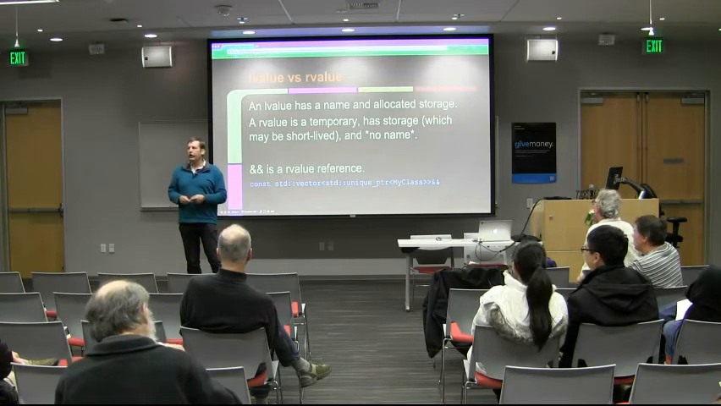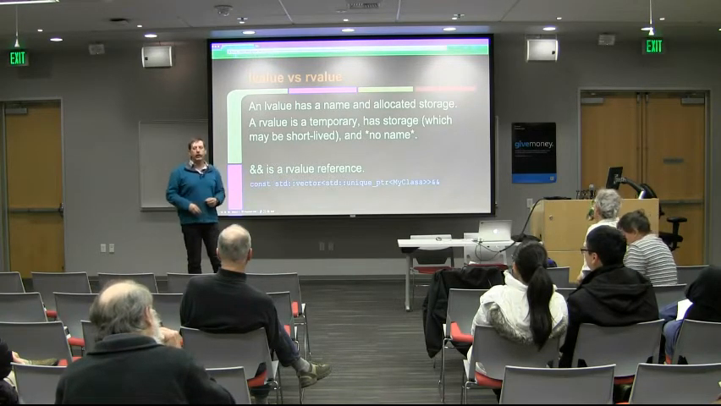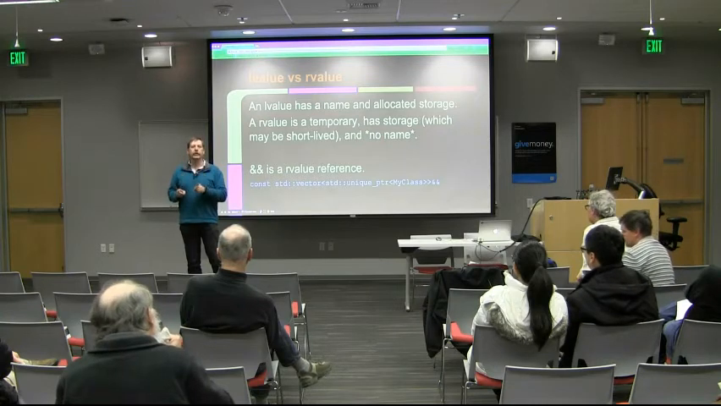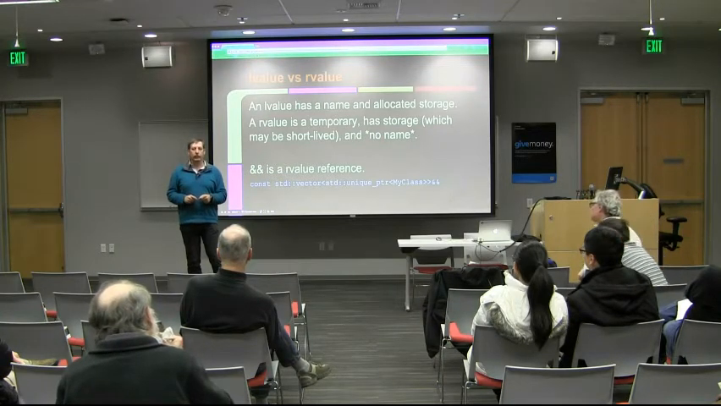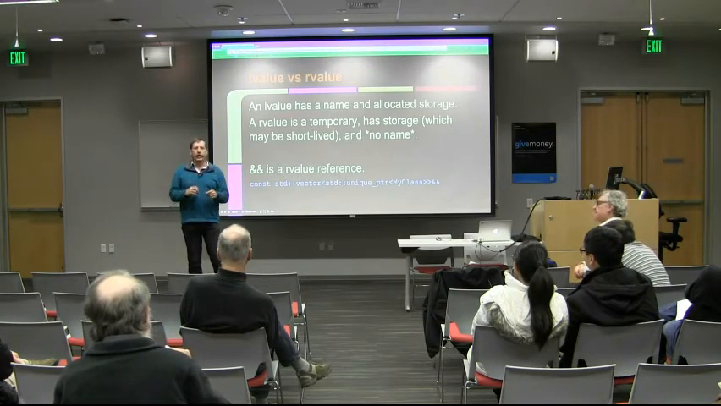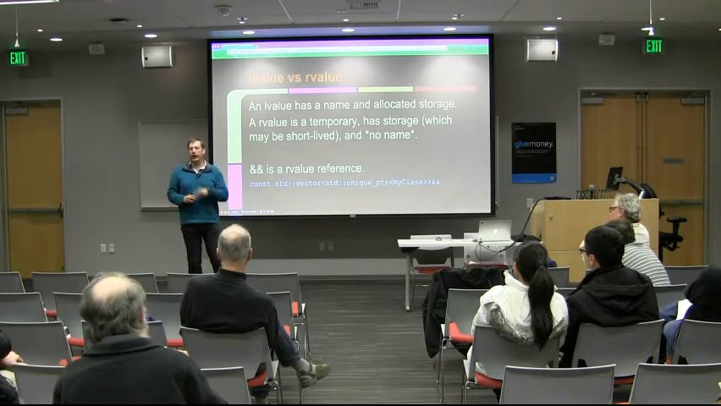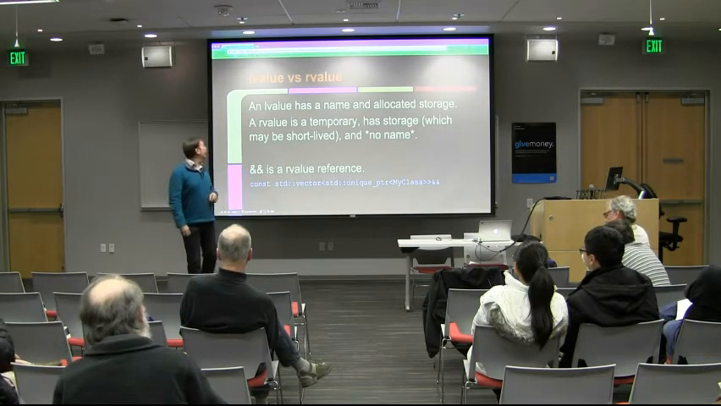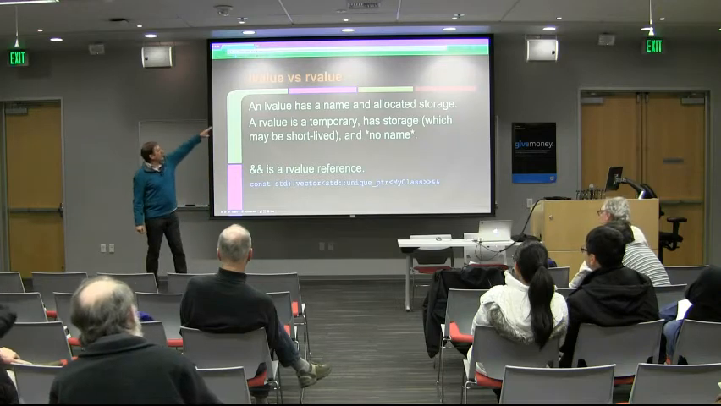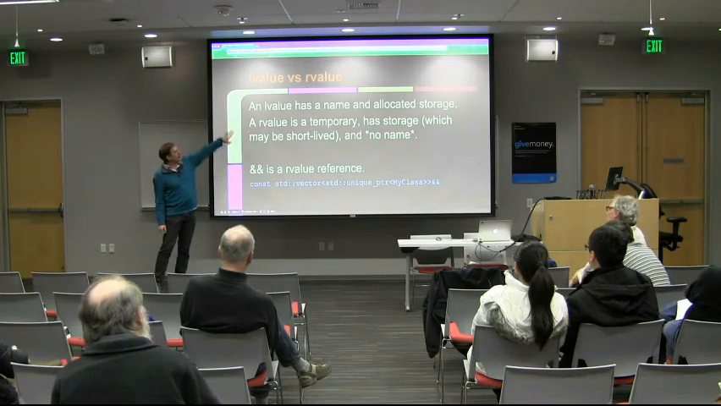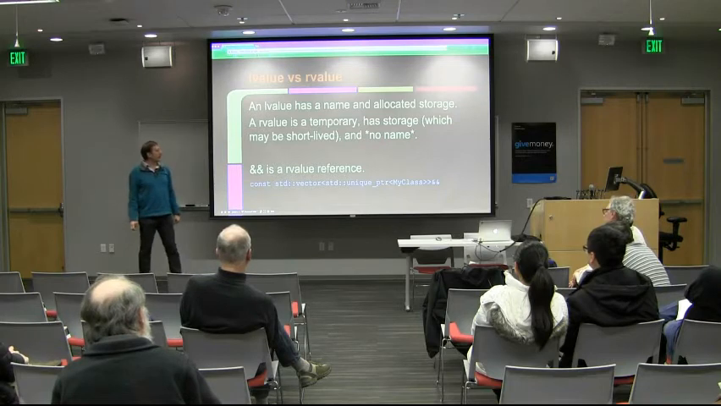The important part about R values, for the purpose of the move constructor, is that R values have no name. And the fact that they don't have a name is an important thing which allows them to be moved around. If they had a name, you couldn't do that. So an L value has a name and allocated storage. An R value is a temporary which has storage but no name.